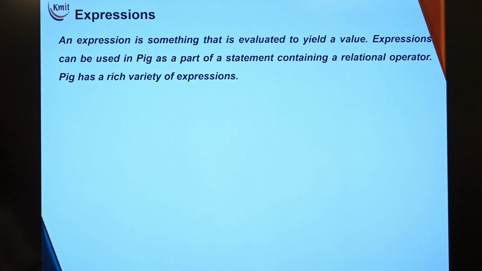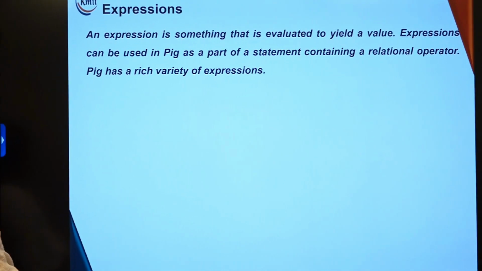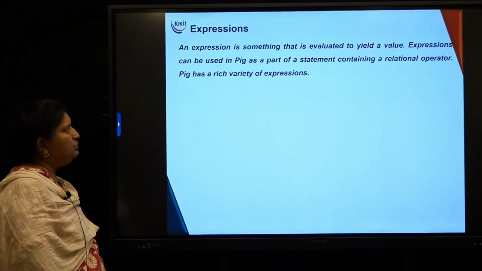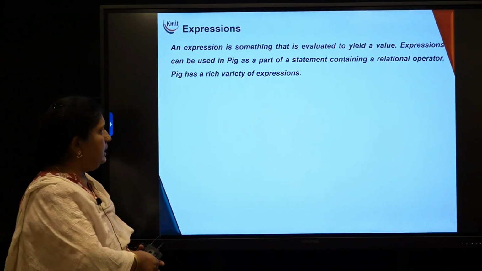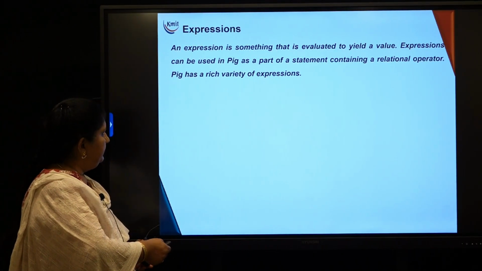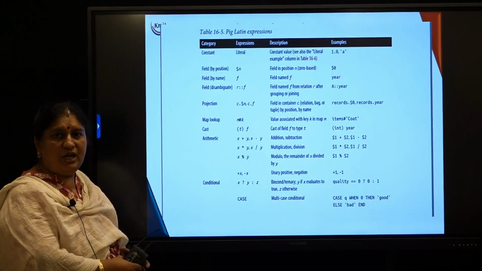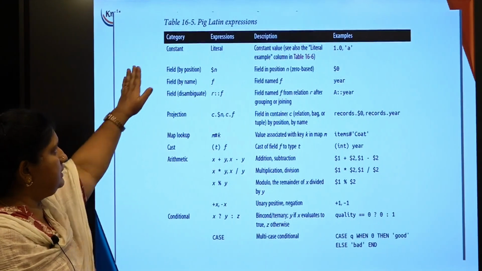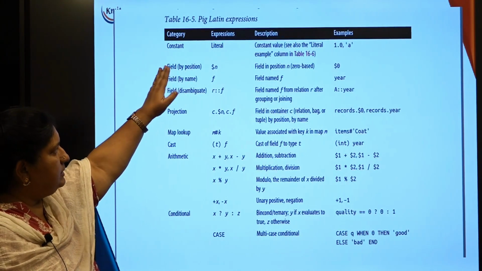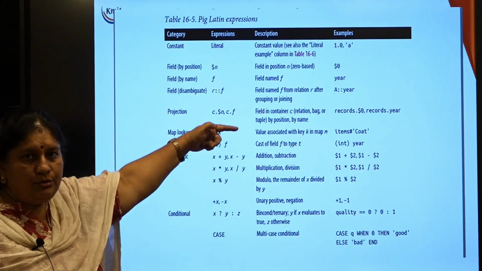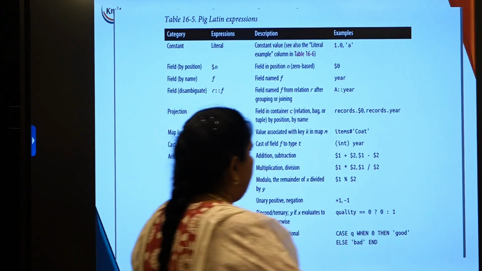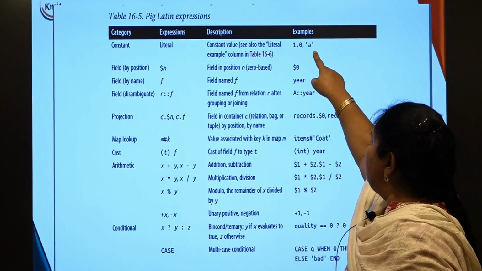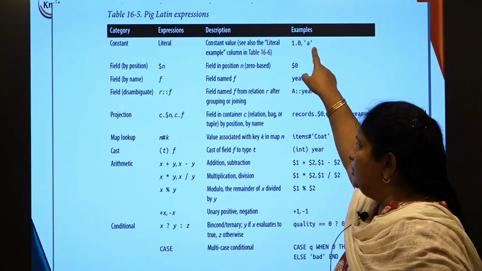Then expressions. Expression is something which is evaluated to yield a value. We know this definition. Expressions can be used in Pig as part of a statement. I will just show you the expressions which are built into the language. Say for example, I want to work with a constant. The constant is called a literal, which you can directly use. If it is a number literal, you can directly use it, 1.0. Likewise, if it is a character literal, you can use it with single quotes.